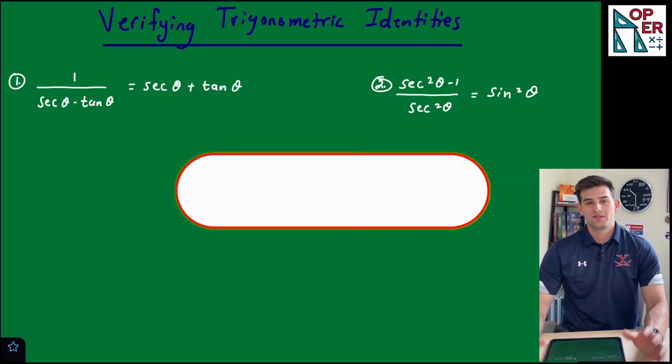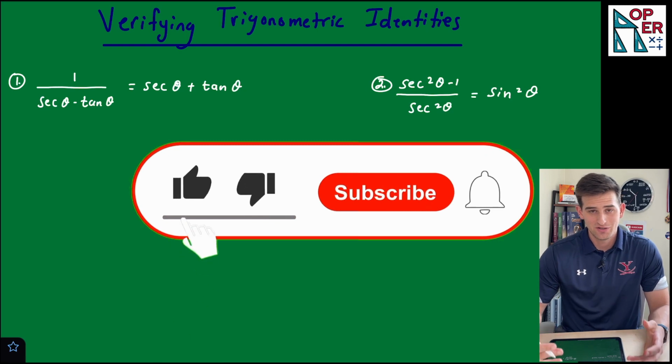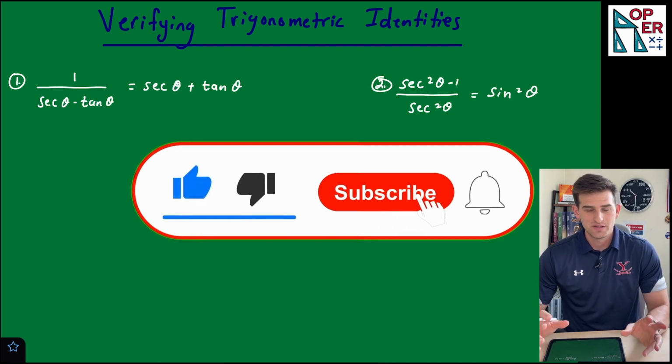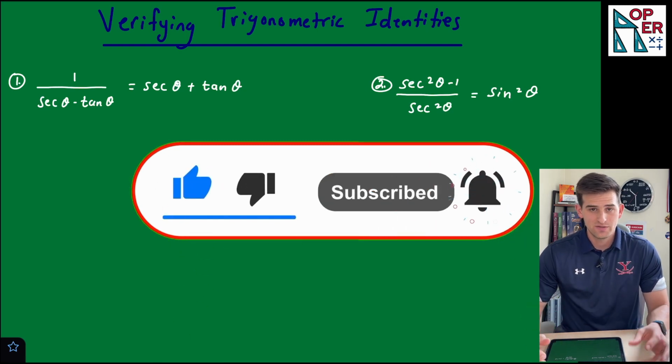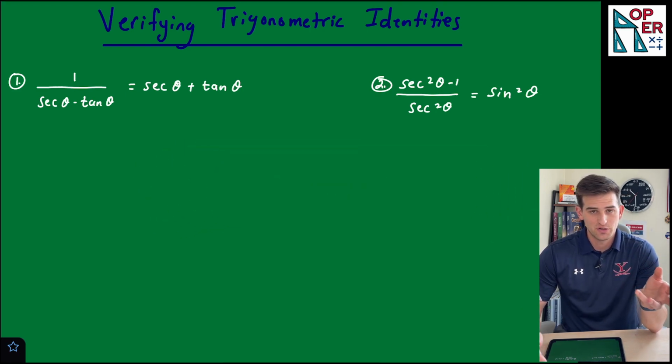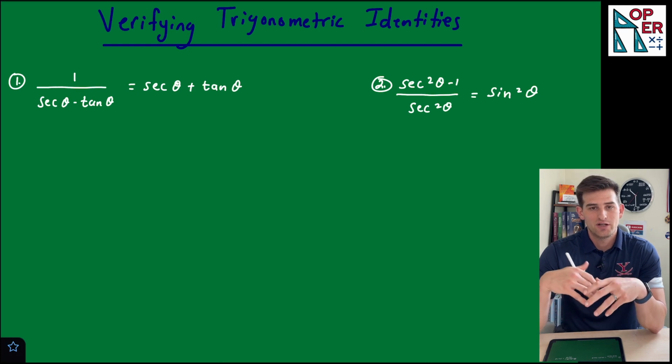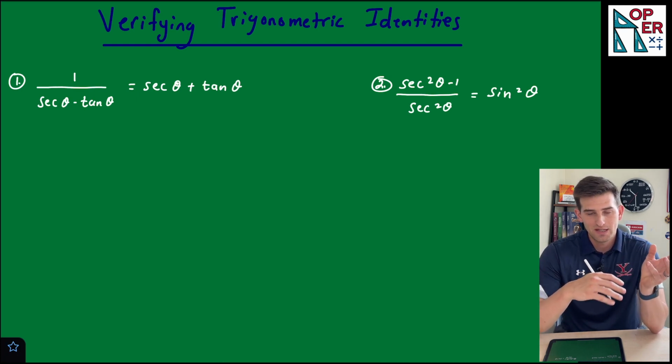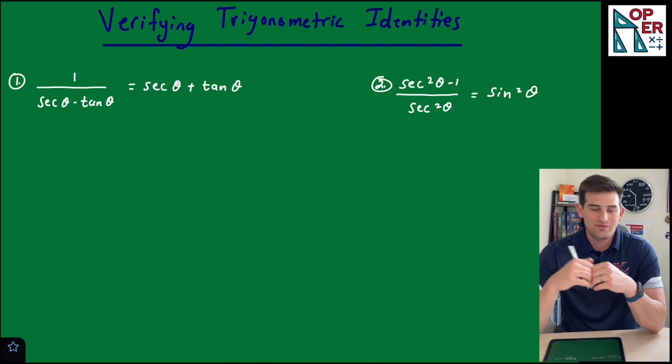Over in this video, we're going to talk about how we can verify some trigonometric identities. What we mean by verify is we want to make the left side of the equation look like the right side of the equation. So we're going to use some identities that we know and try to rework the expression on one side to make it look like the expression on the other side of the equation. And if we can do that, then we've verified that it's true.